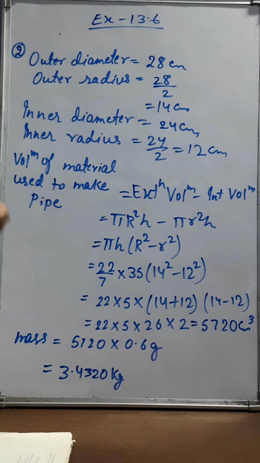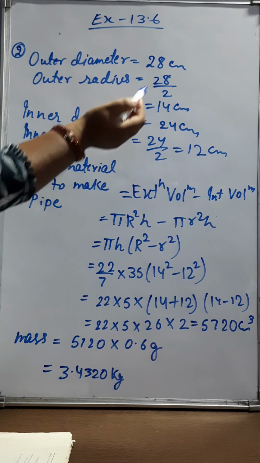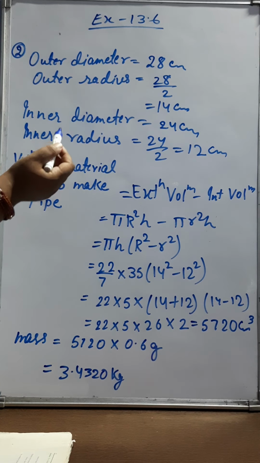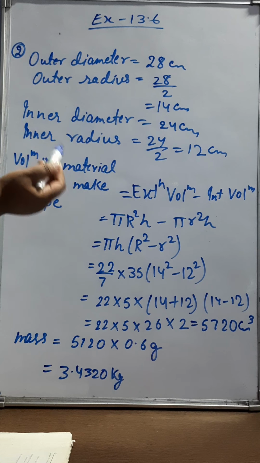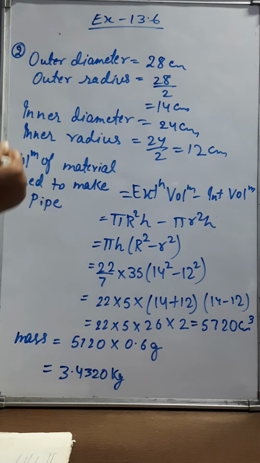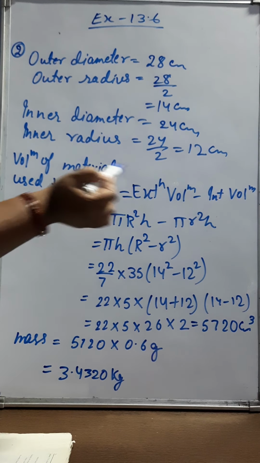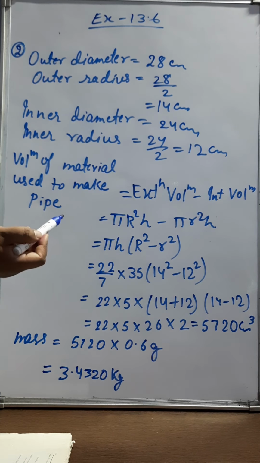So here, the outer diameter is given 28 centimeter, so the outer radius we will calculate. It's 28 by 2, which is 14. And the inner diameter is given 24 centimeter. We can calculate the inner radius by 24 by 2, that is 12 centimeter. Now, just now I told you the volume of a hollow cylinder is external volume minus internal volume. So the same formula will be used.